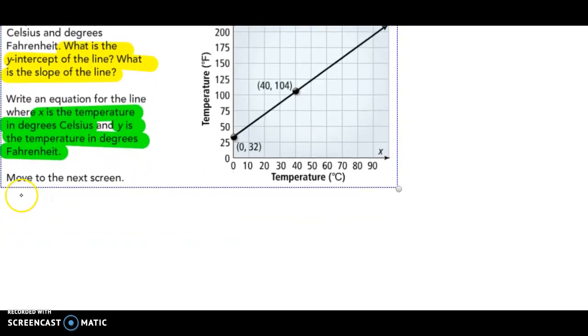So let's first identify what our y-intercept is. Remember where it crosses the y-axis. So it crosses the y-axis at (0, 32). So that means that our y-intercept is going to be 32. Now let's look at our m value.